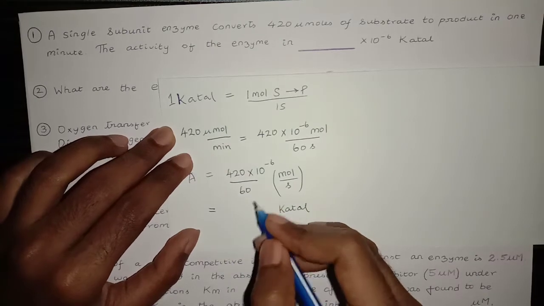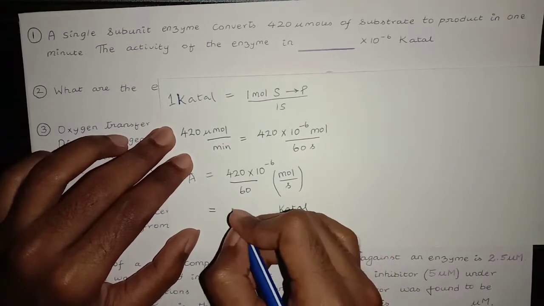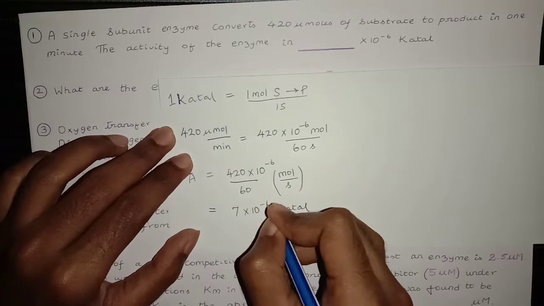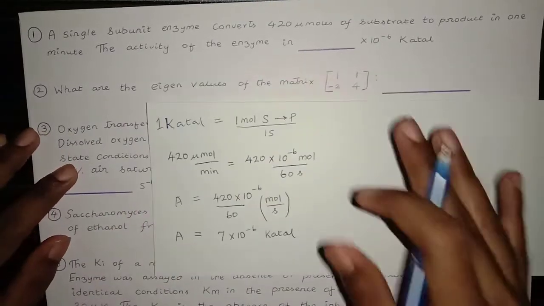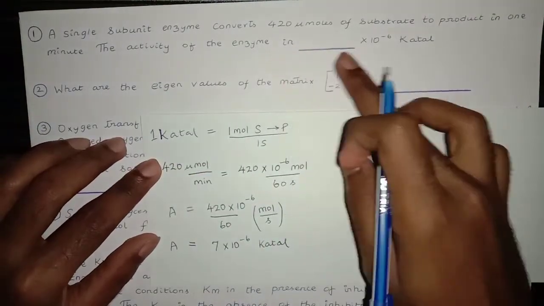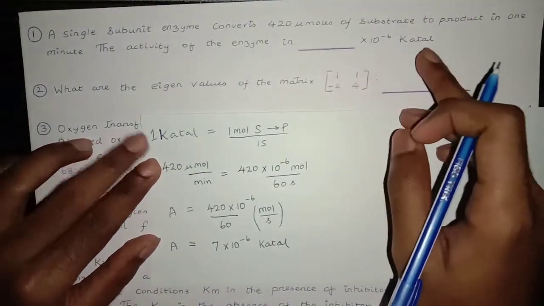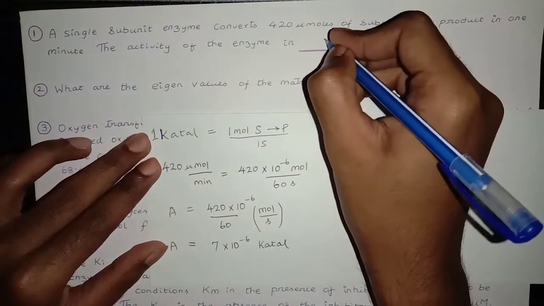420 is equal to 60 into 7 times. So 7 into 10 raised to the power negative 6 katal is the activity of the enzyme. So the activity of the enzyme in 10 raised to the power negative 6 katal is 7.